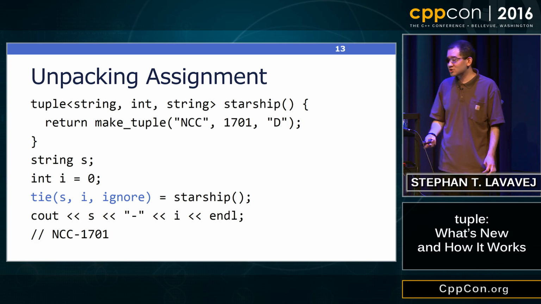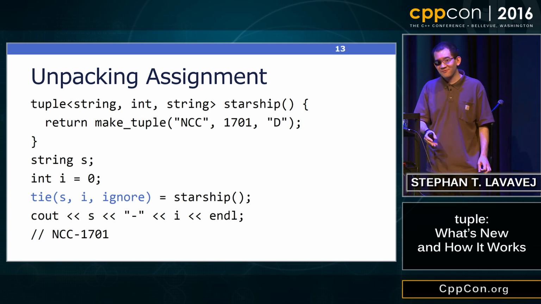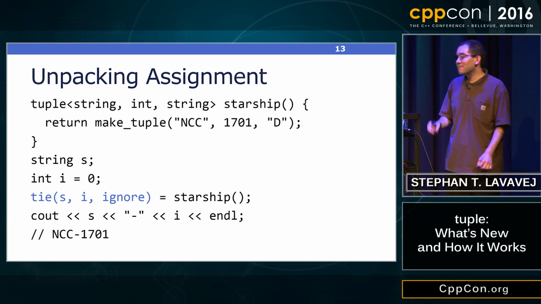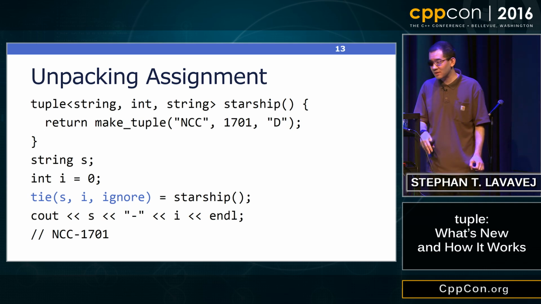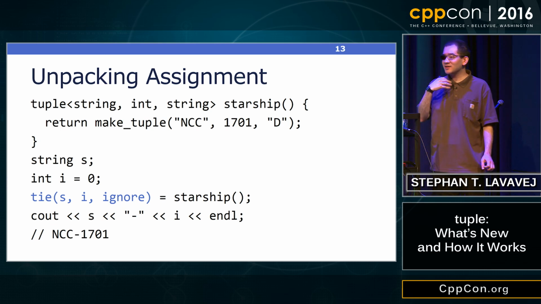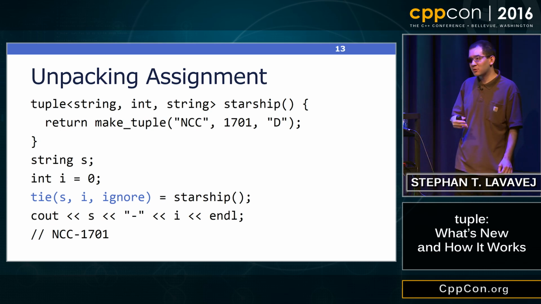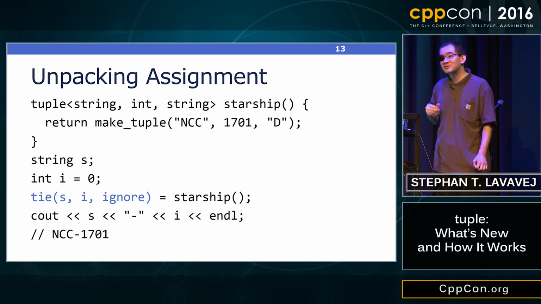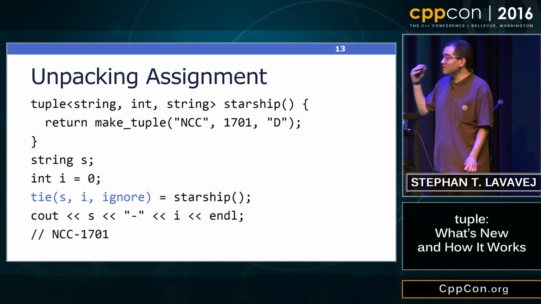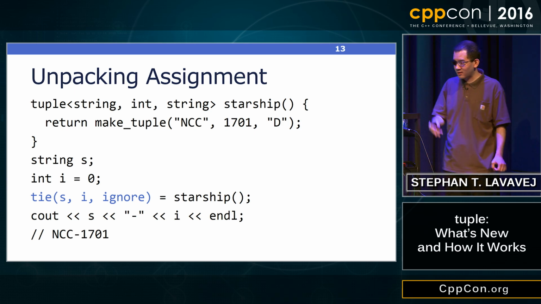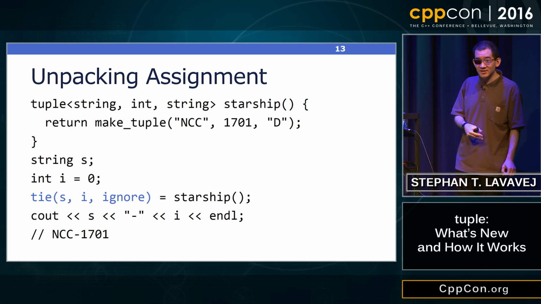and just assign Starship. What this does is construct a tuple of string ref, int ref, and thing, and then that tuple, which is a temporary, is assigned the return value of Starship. And tuple has an assignment operator that has been defined to work specially for references. It says, I'm going to assign through to the things that I refer to. So when I assign this tuple of string, int, string to my tuple of string ref, int ref, and so on on the stack, this temporary is going to assign through to the string s and the int i.